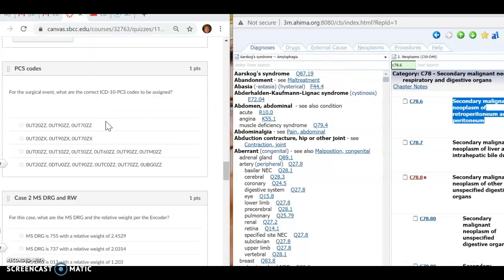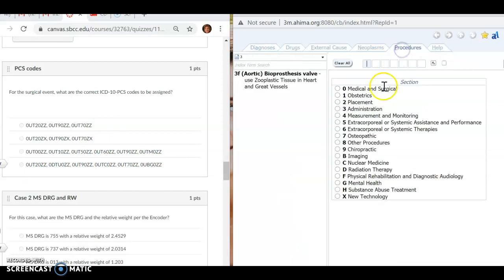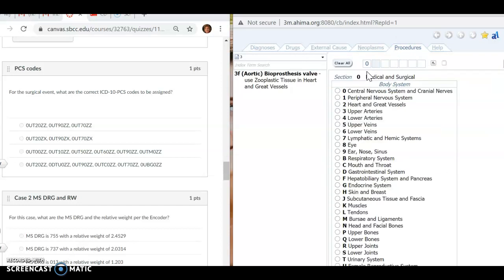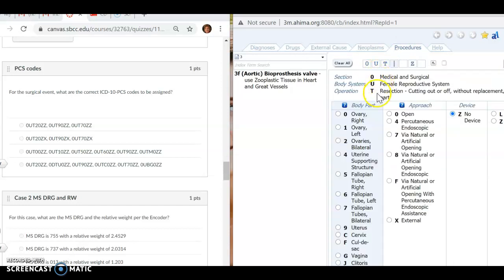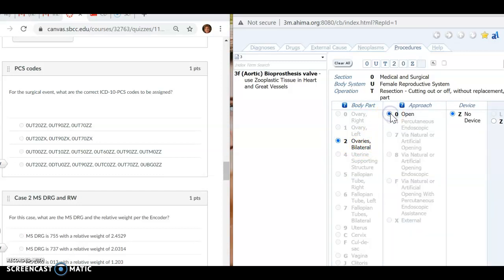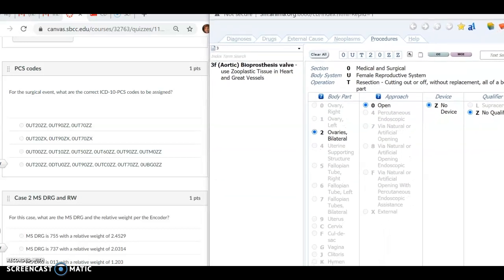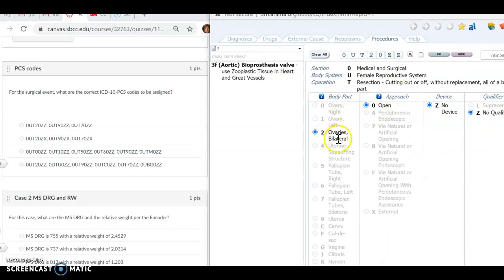Our PCS code, we have a lot going on here. Again, they did a lot of different procedures. So let's just run through all of these. We have 0UT. Okay, this is resection first. And what are we doing? We're taking out both ovaries. Open procedure, and then we have ZZ. Okay, so that's our first one. This is again the bilateral oophorectomy.